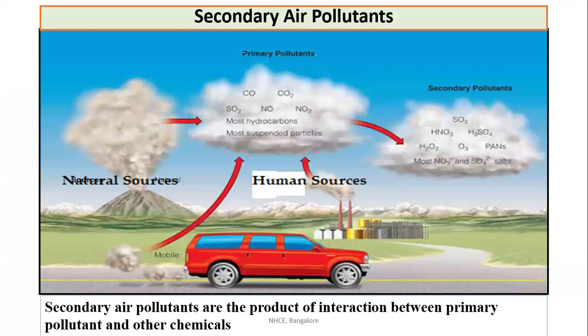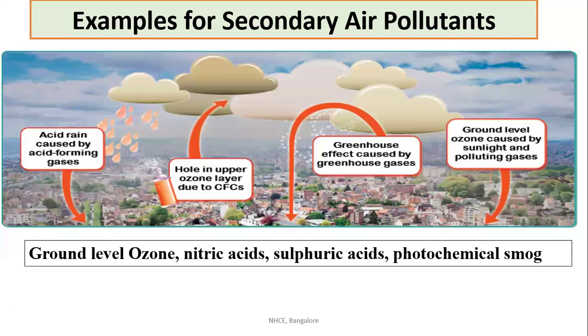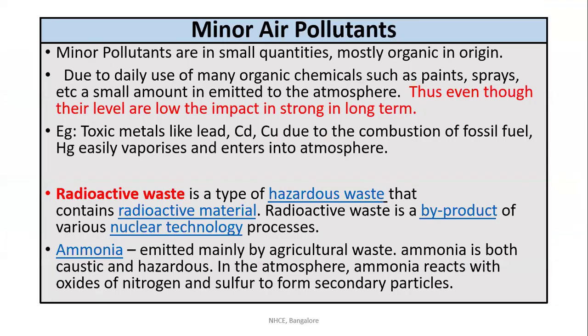So secondary air pollutants are the ones that are the product of interaction between primary pollutants and other chemicals. In that, there are different examples: ground level ozone, nitric oxide, sulfuric acid, photochemical smog. So mainly we are concerned about minor air pollutants.